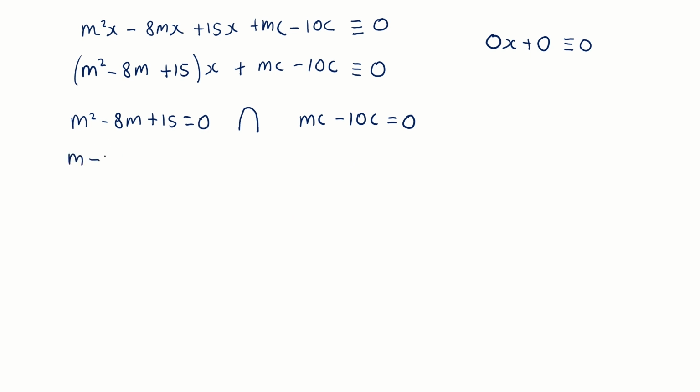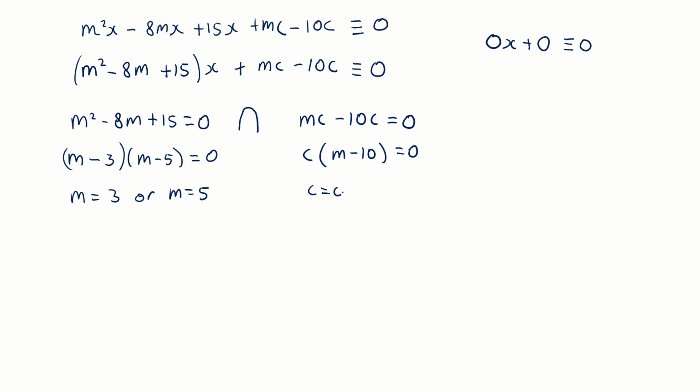So now, solving these equations individually, the thing on the left is just a quadratic. Luckily it's a super easy one to solve, it's one that factorizes. What a novel idea in further maths. So we get m equals 3 or m equals 5. But then in our second equation we can factorize the c out of both terms, and therefore we have the solutions either c equals 0 or m equals 10.